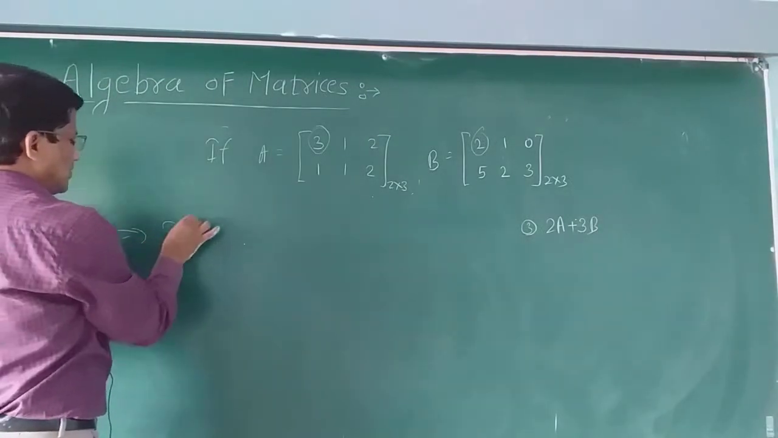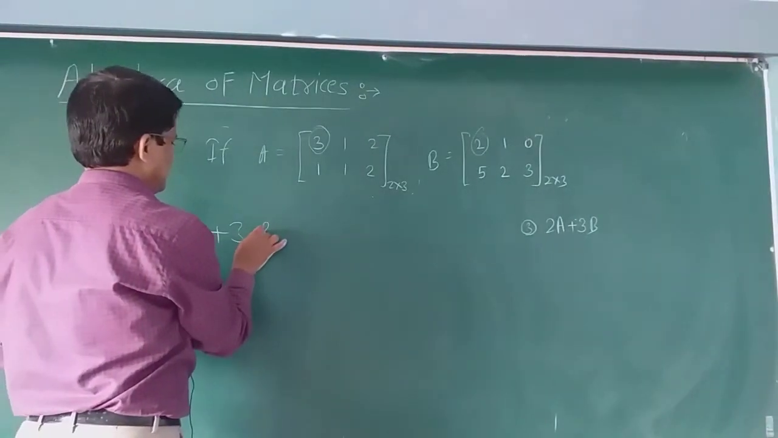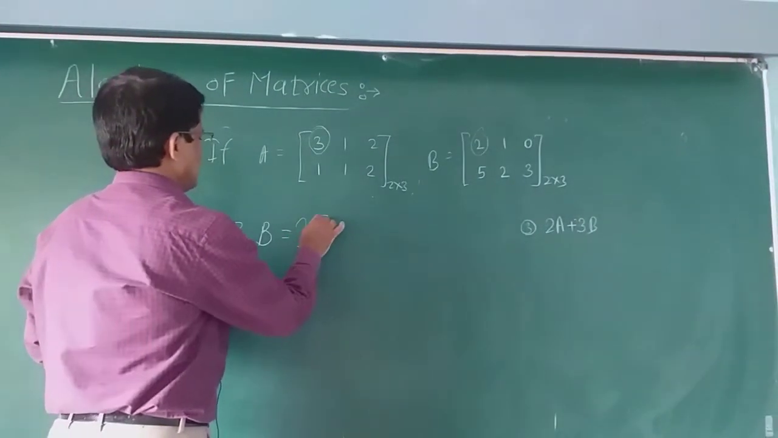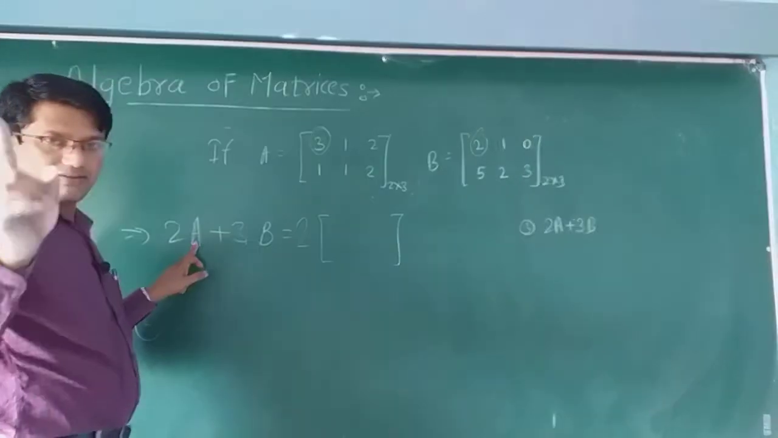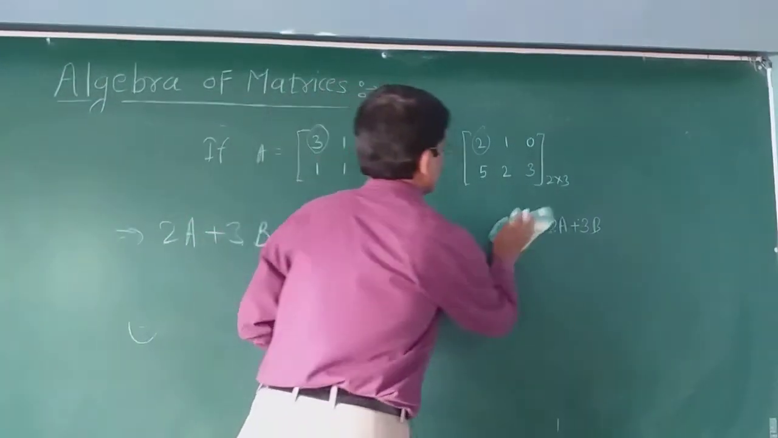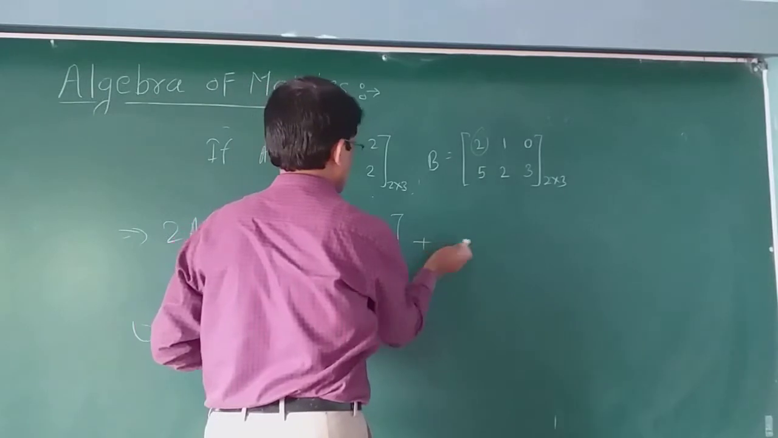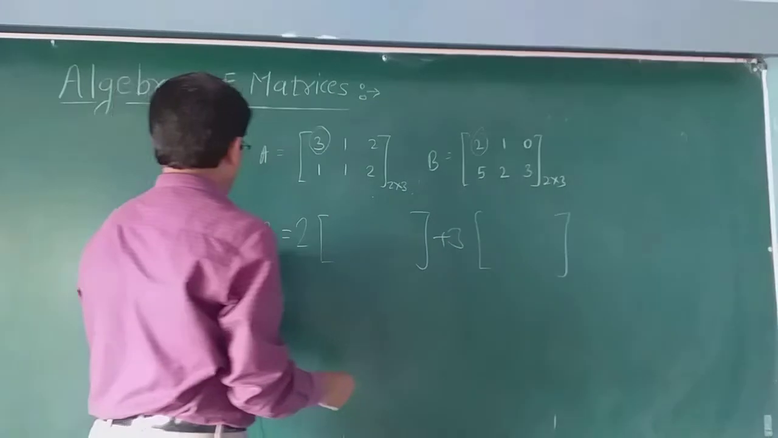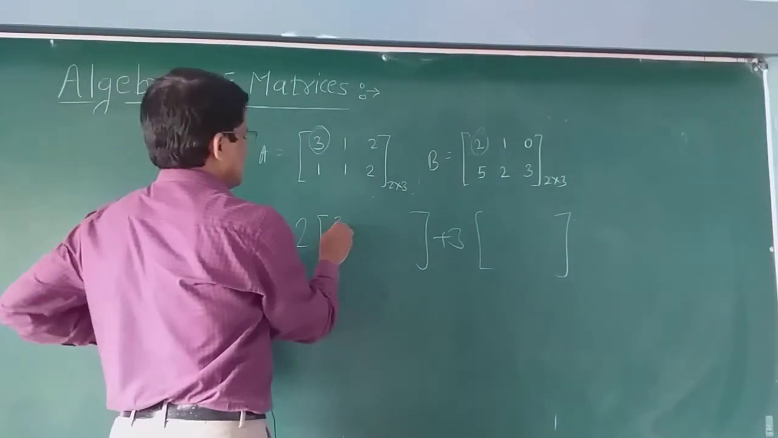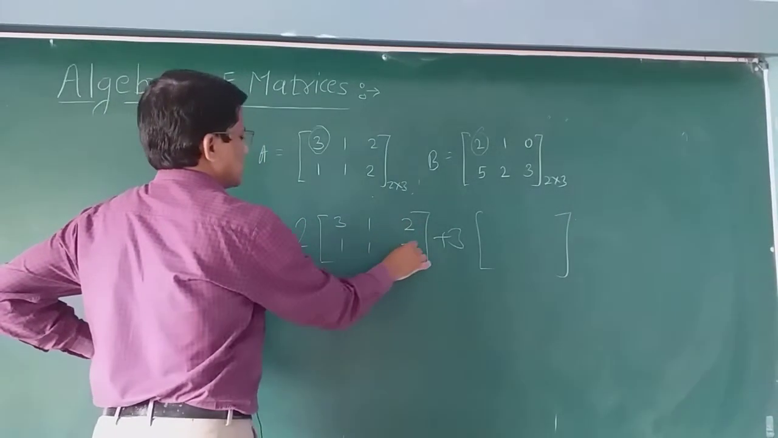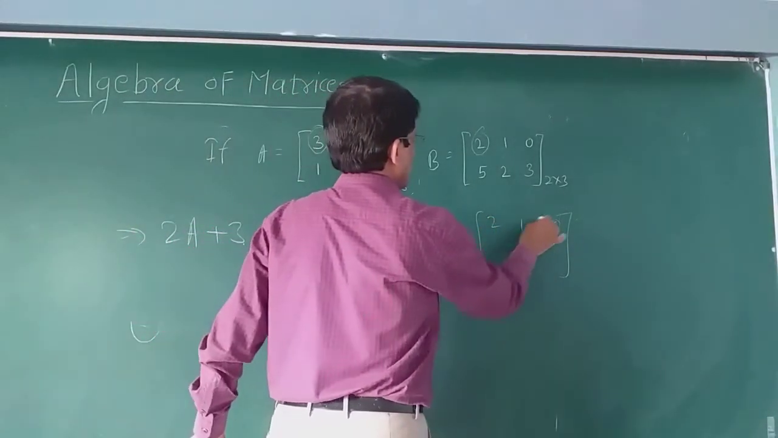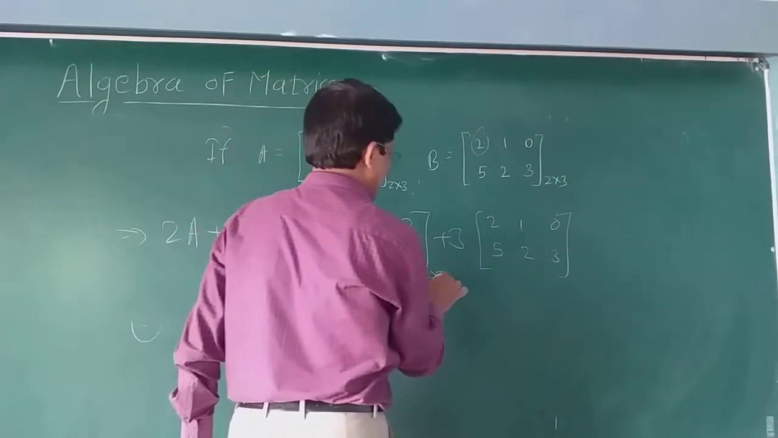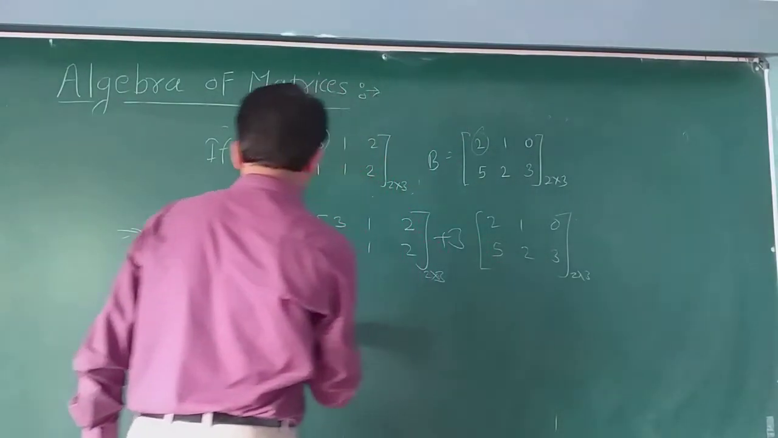Solution: 2A plus 3B. For the answer, the first number is 2 here. What is A? A means our matrix. Plus 3 times B, here again a matrix. What is B? B means a matrix. Here it is given: 3 1 2 1 1 2, and 2 1 0 5 2 3, order 2 by 3.